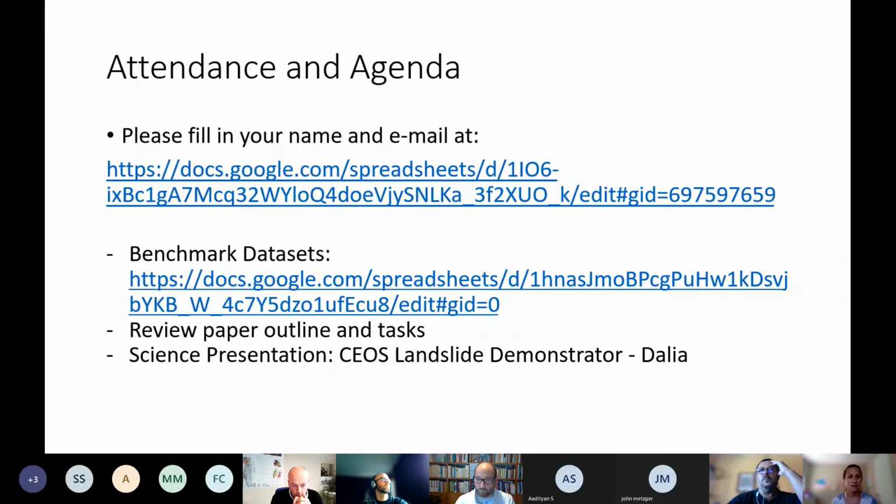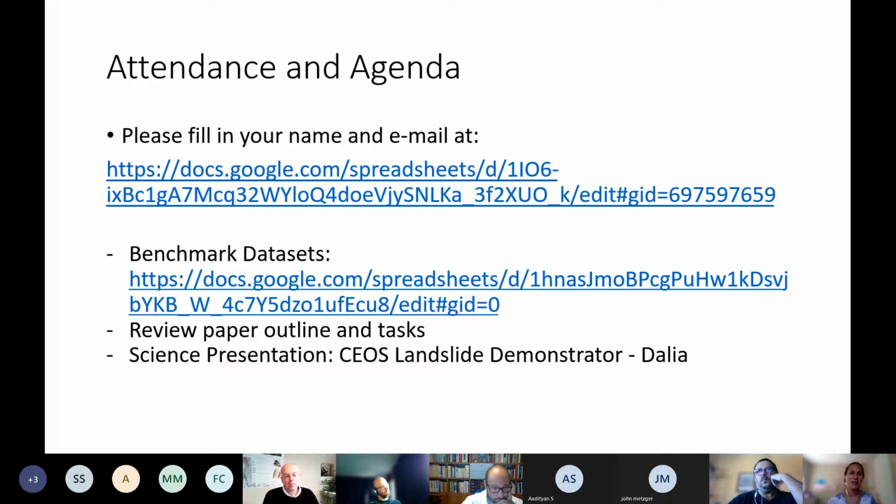The first, and I've included the link in the chat, and I could do that again, or if somebody else wants to, as soon as I stop sharing my screen. We'd like to talk a bit more about the benchmark data sets, and there's actually a link to this in the attendance link too, so it's linking to another Google spreadsheet. We'd like to have a brainstorming session about the review paper, this white paper, and start to figure out tasks and contributions from different members of the group.